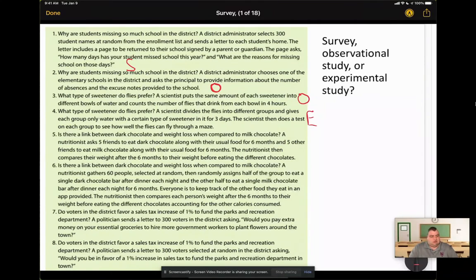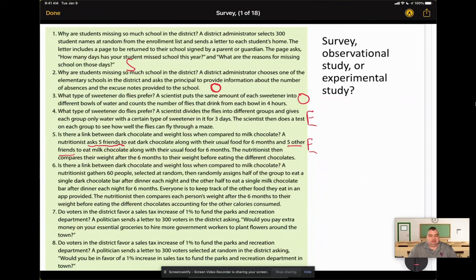Okay, this one's kind of tricky. The key is that he asks 5 friends to eat dark chocolate and then asks 5 other friends to eat milk chocolate. So it's not a survey. There is an interaction component to it because he's asking his 5 friends and then comparing their weights. So in this case, I would consider this also an experimental study for the same reason.